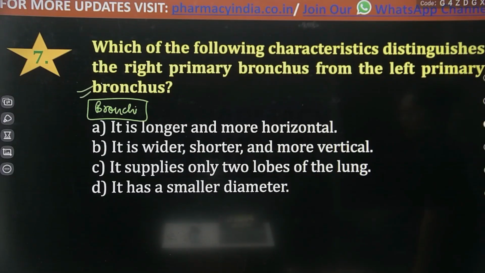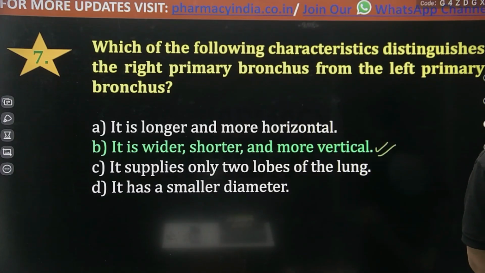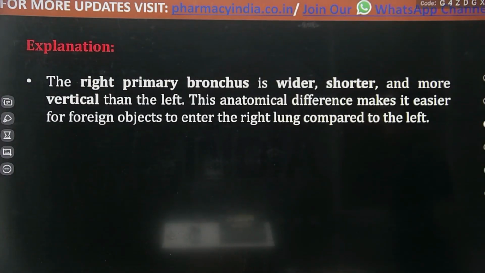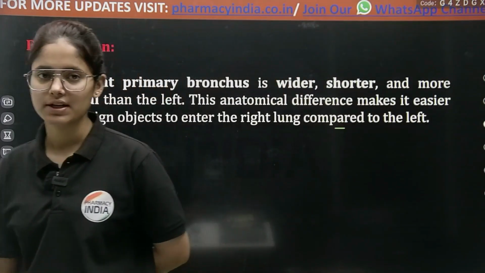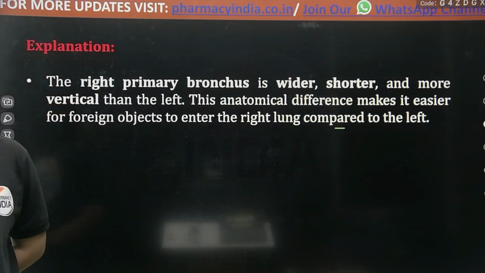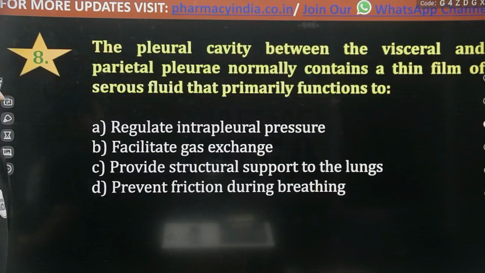It supplies only two lobes of the lungs, or it has a smaller diameter. Basically, the right primary bronchus is wider, shorter and more vertical. Clear? So the second option is correct. The right primary bronchus is wider, shorter and more vertical than the left. This anatomical difference makes it easier for foreign particles or objects to enter the right lung compared to the left. Clear? So if we talk about the function, right lung functions more than the left lung.